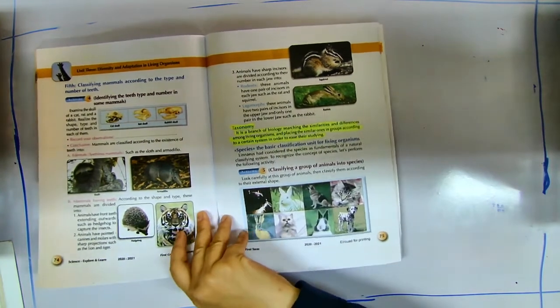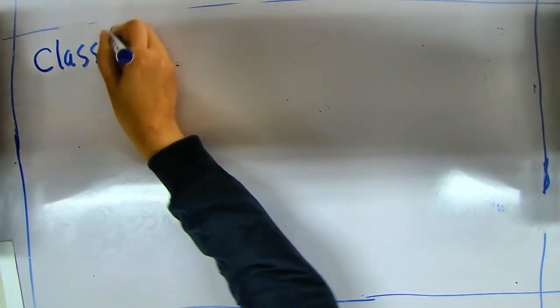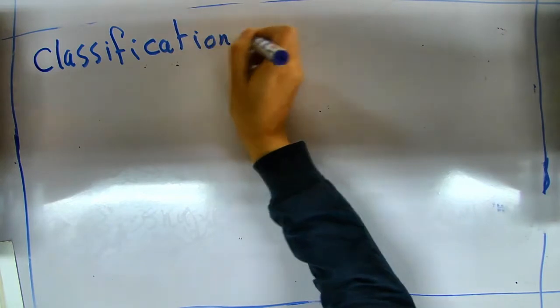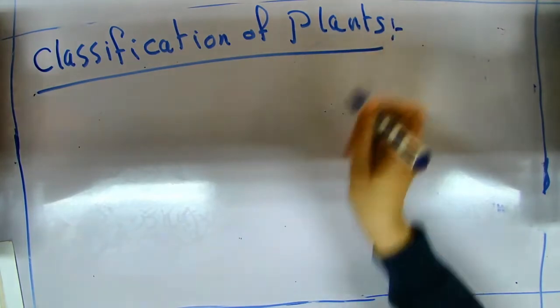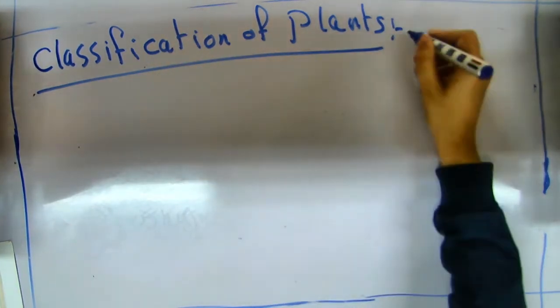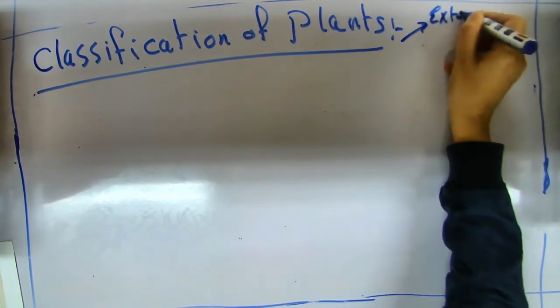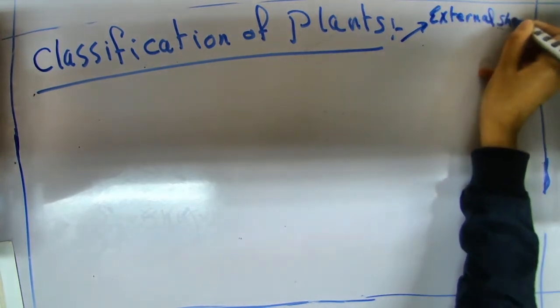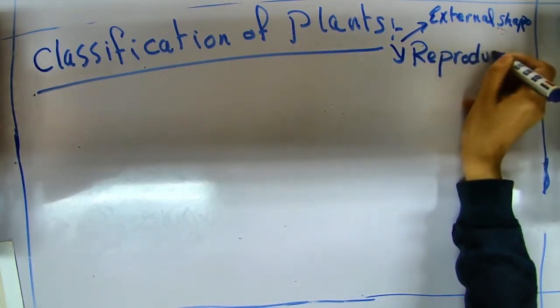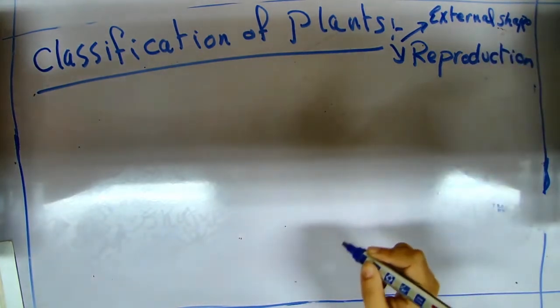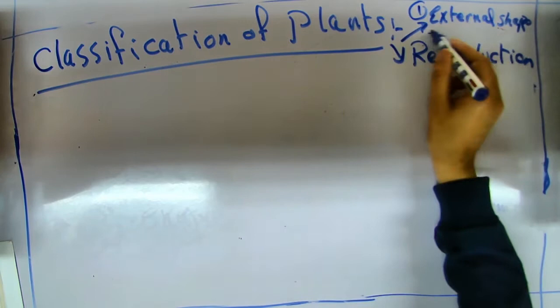At the first, we will talk about classification of plants, then we will talk about classification of animals. Classification of plants. We will talk about two points. The first point is external shape, and the second point is way of reproduction. Let's talk about the first point, which is external shape.